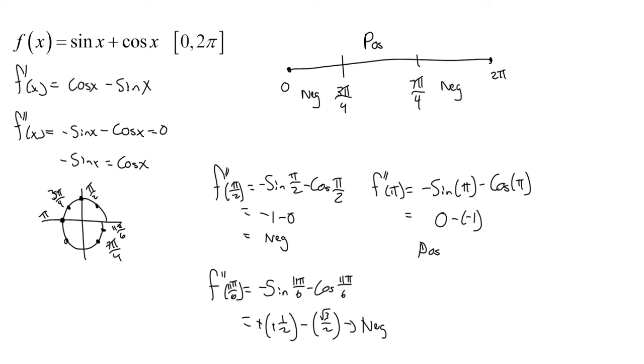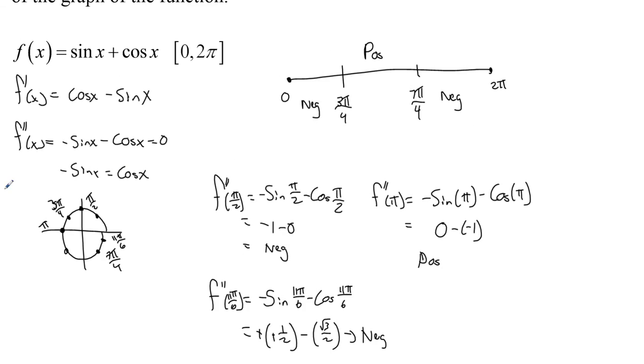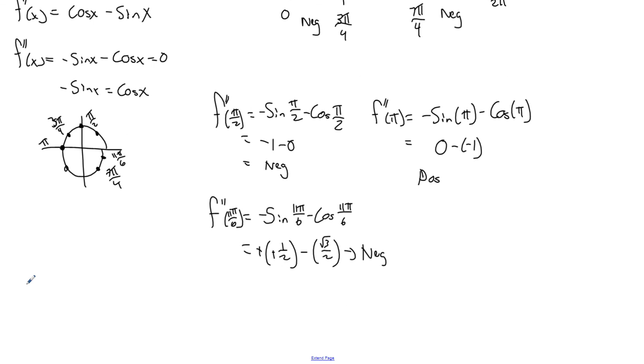So I do have points of inflection here at 3π/4 and 7π/4. Why? Because it changes concavity at that place. But I've got to figure out what the y values are.